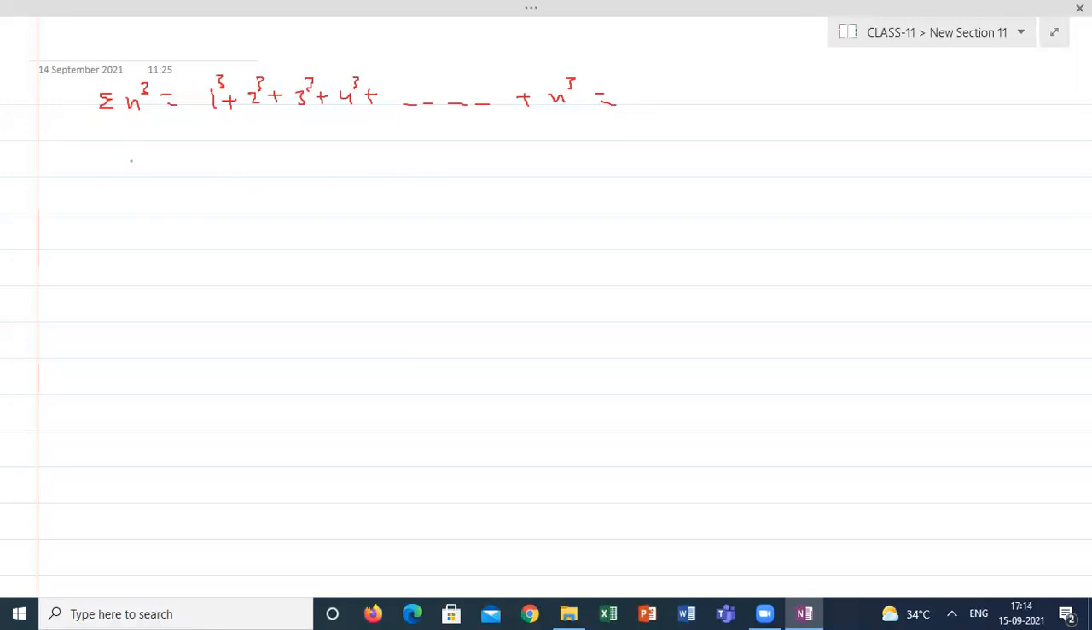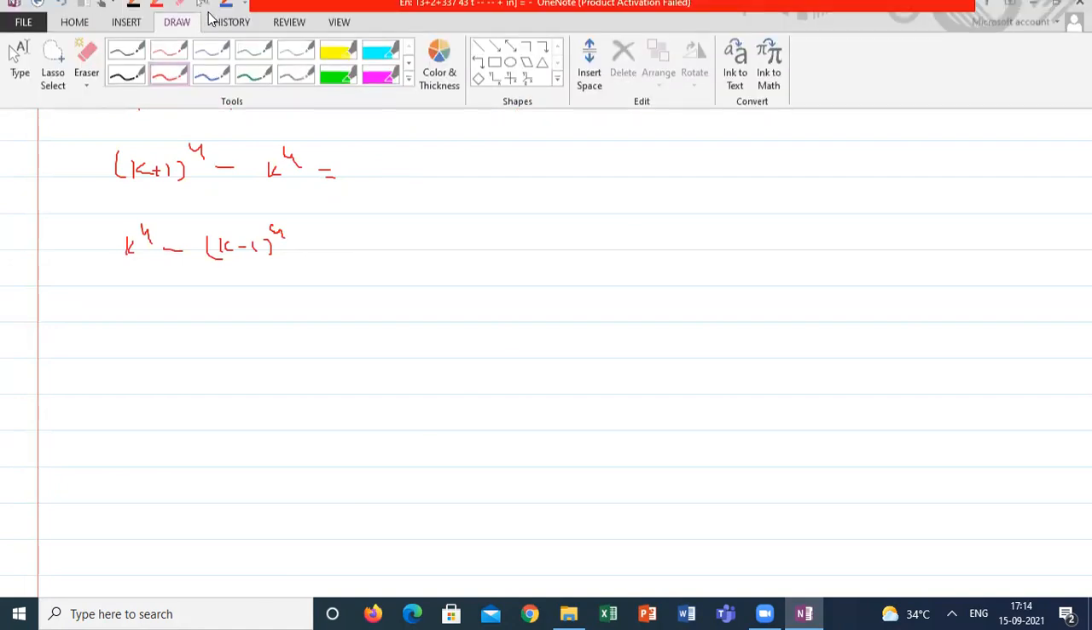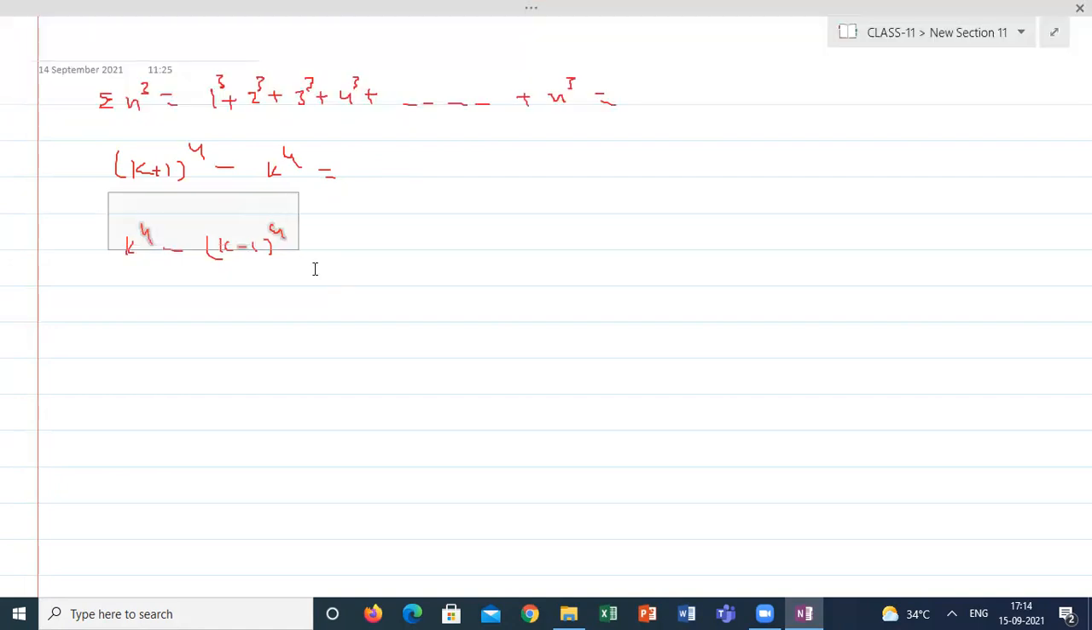Here also the same. Take (k plus 1) whole power 4 minus k power 4 formula. Write the expression for this. What will I get here? (k plus 1) whole power 4 minus k power 4, or k power 4 minus (k minus 1) whole power 4, anything is fine. It's your wish. With respect to any expression, you can start substituting k is equal to 1, 2, 3, 4, or you can start from 0, 1, 2, 3, 4. It's your wish.